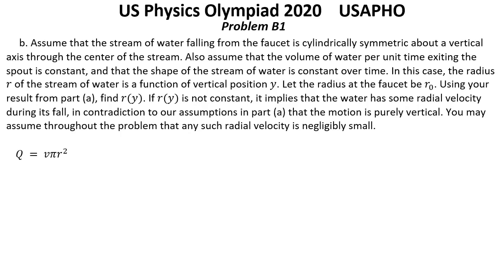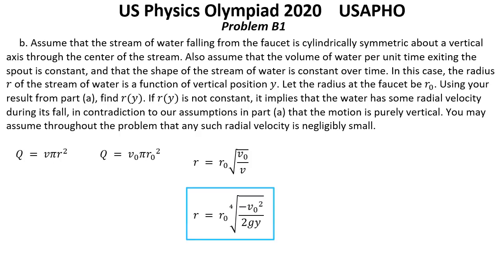Q is the same at all y and is equal to its initial value Q. So we have Q equals v0 π r0². Now equating these two parts, we have an expression for radius r as a function of v, and plugging in v from question A, we have that radius r is such a function of y. That was the solution for question B.